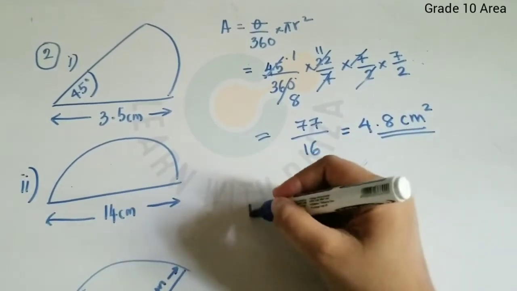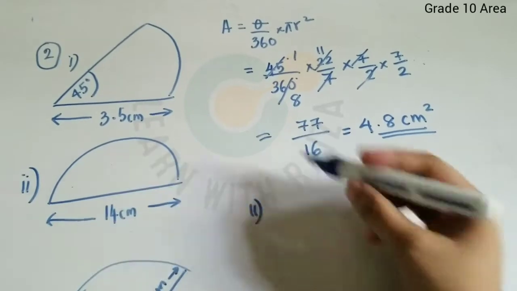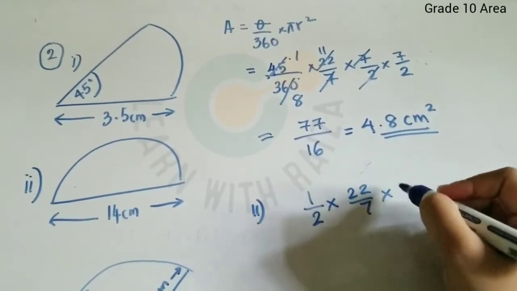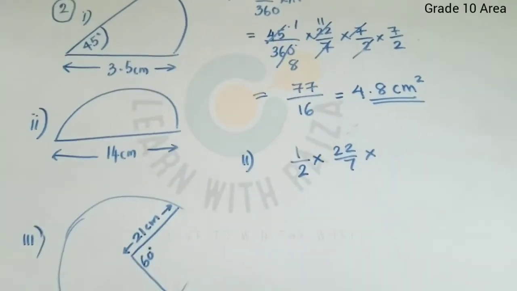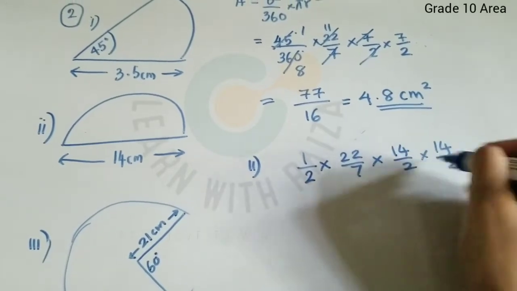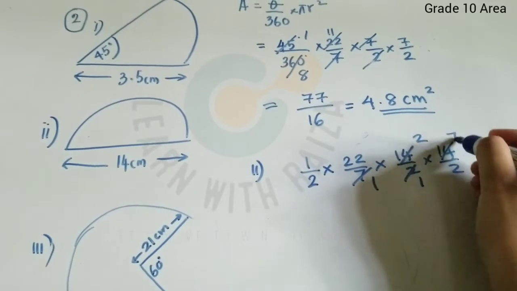Right, now let's go to Roman number 2. There the theta value, I'm taking as half because it is 180 degrees. So I can take half into 22 upon 7 into, now the diameter is 14. You have to be very careful. They have given the diameter. So if the diameter is 14, the radius is half of the diameter. So now I can cancel 7 1s, 7 2s. Then 2 times 1, 2 times 7.